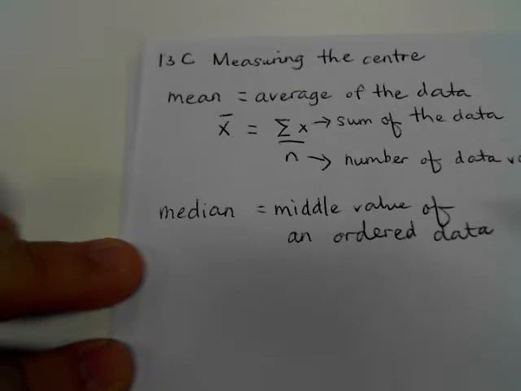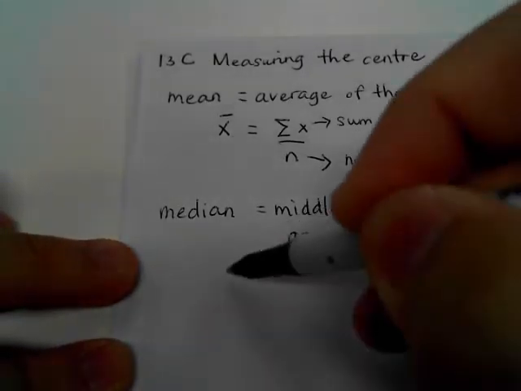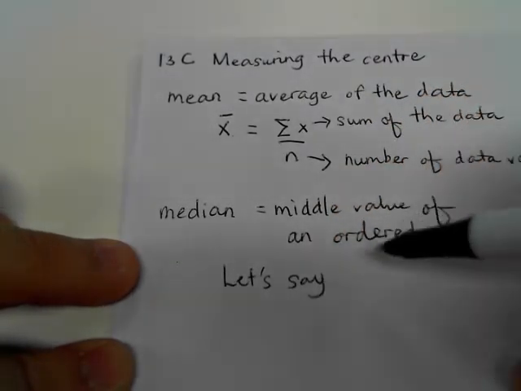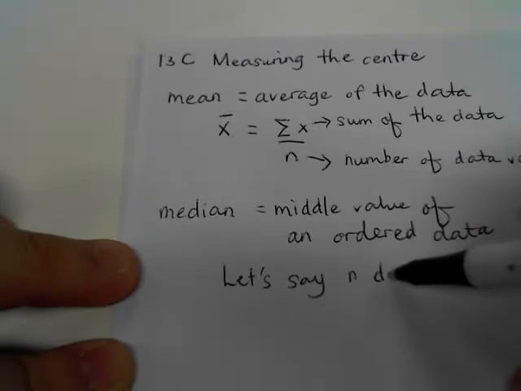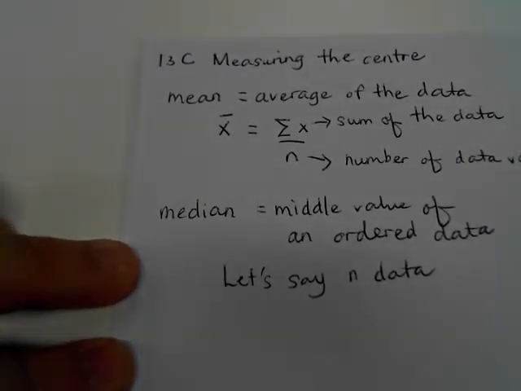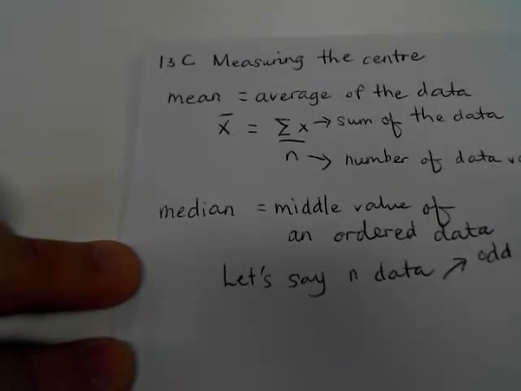There are a few things that you need to know about this median over here. Let's just say we have n data. Now in terms of the data here, you have two types. You can have n as an odd number, and of course you know your odd numbers would be 1, 3, 5, 7, 9, 11, 13, 15, and so forth.